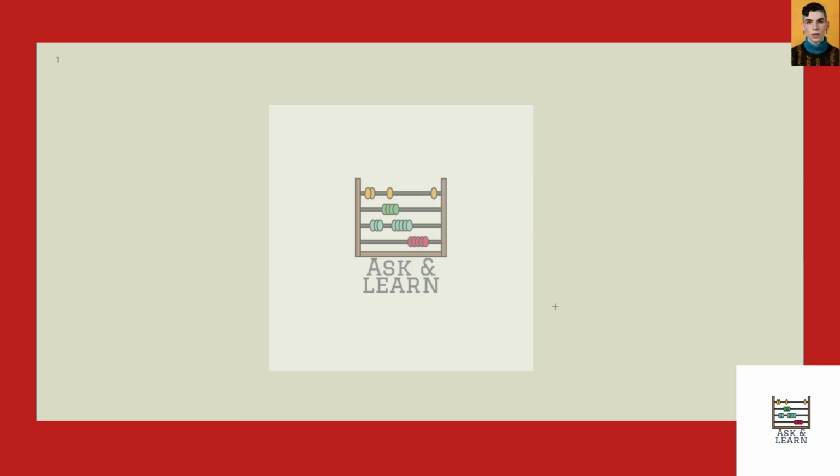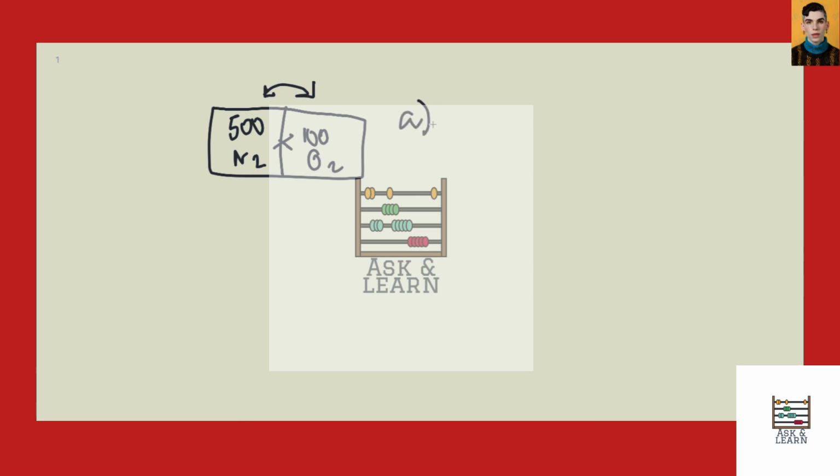So for this problem, it considers two gases that are separated in a box. One side has 500 molecules of nitrogen, and the other side has 100 molecules of oxygen. And then the partition gets a hole, and now the particles can migrate back and forth. How many particles are going to be found on each side?